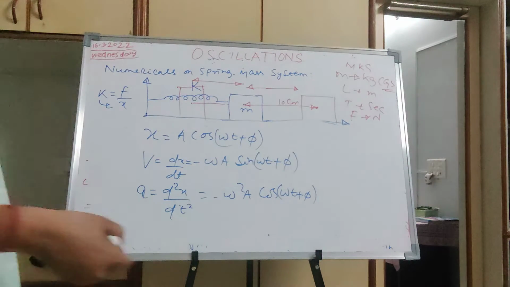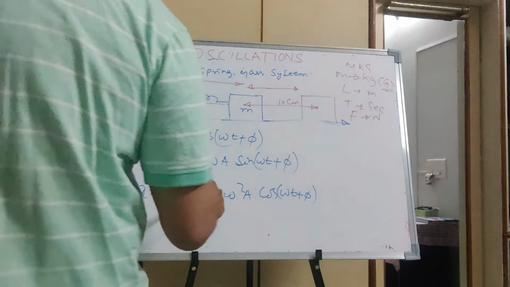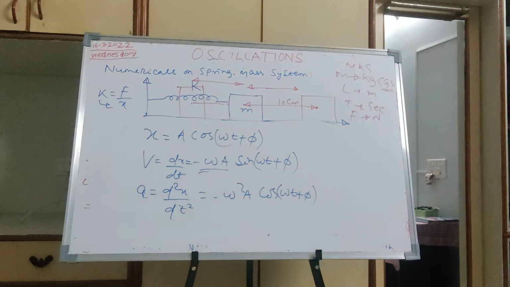The sin derivative is cos, so there is no minus there. Cos derivative is minus sin, but sin derivative is not minus sin, it is cos. So both are minus.